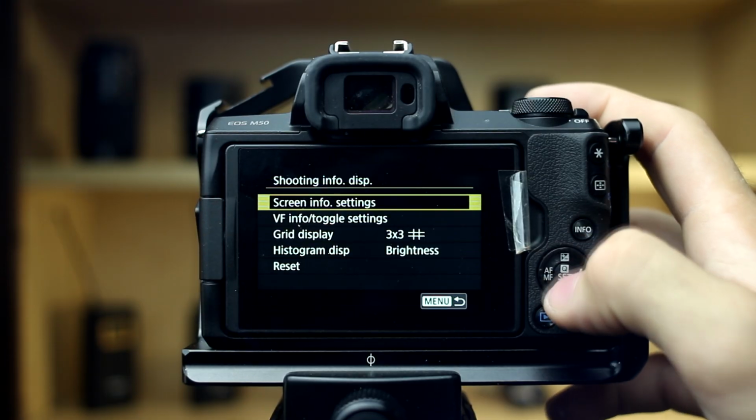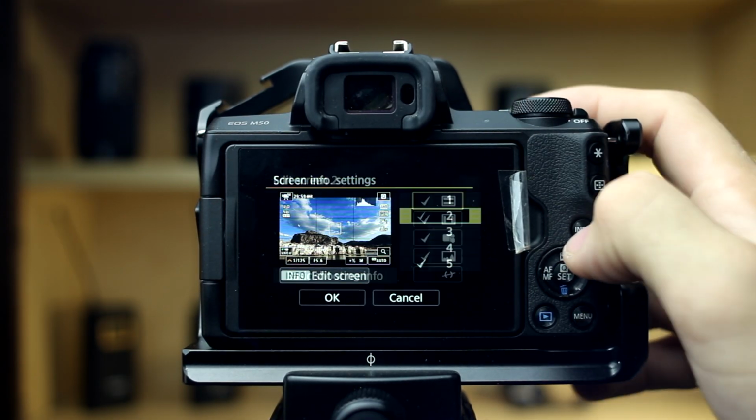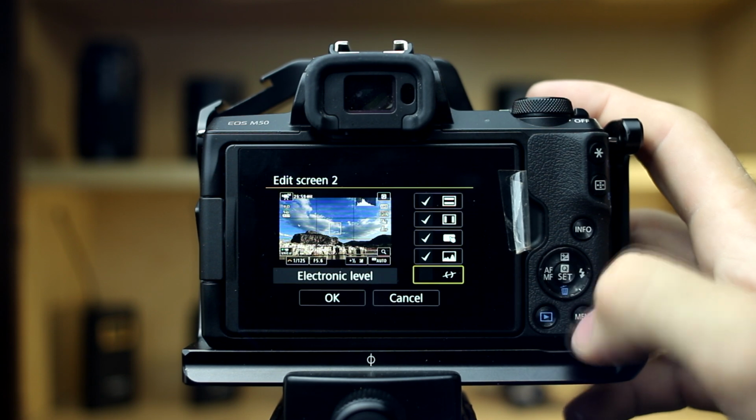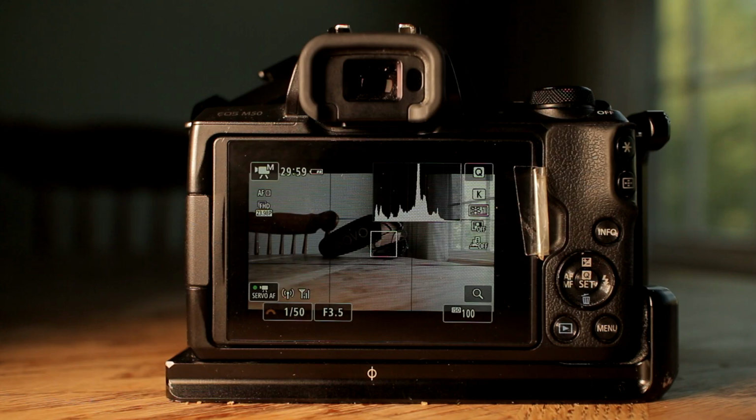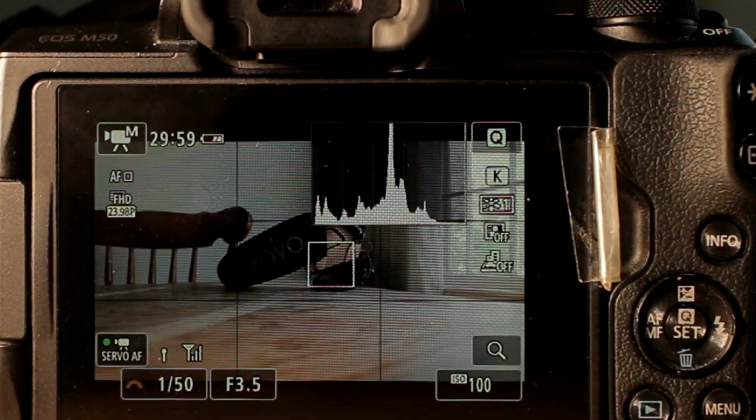Now, if you don't have a histogram on your screen already, you can go into your menu and turn that on. That way you have it on your screen. Now, keep in mind, and this is one disadvantage of how Canon integrated the histogram, once you start recording, the histogram goes off. Now that you're looking at your histogram, look at the left side and the right side. These are the two extremes of your exposure.